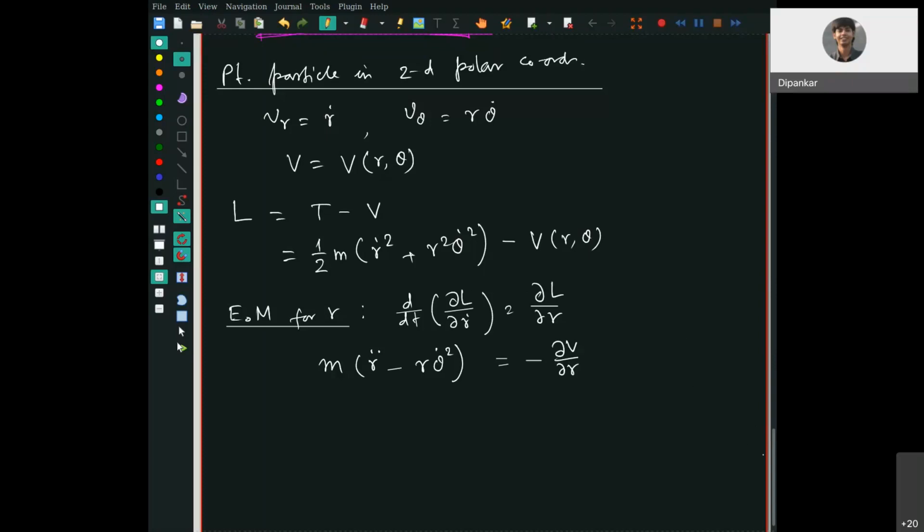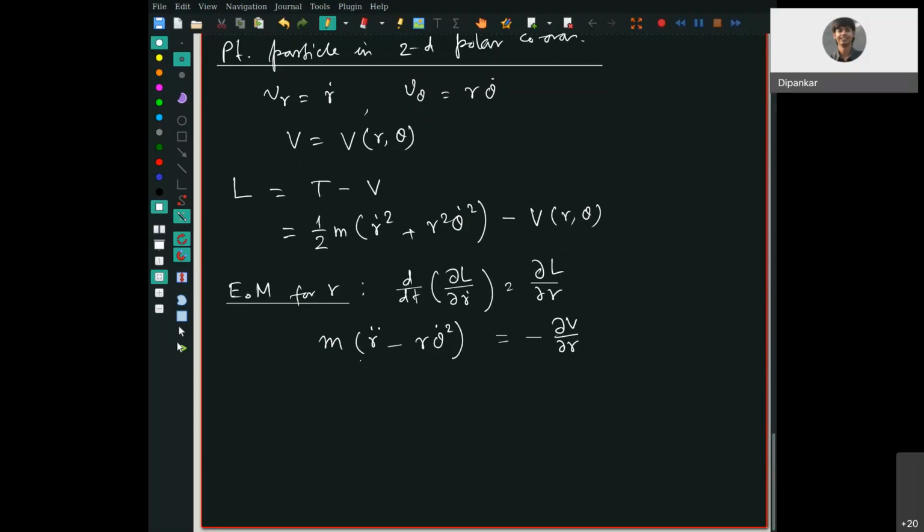Now remember, there are two components. One is the actual force. If you draw a diagram like this, if something is rotating in this direction, then to bend its curve, you need a centripetal force, right? So it bends in this way, and this centripetal force is, you remember, m omega square r. It is in this direction.